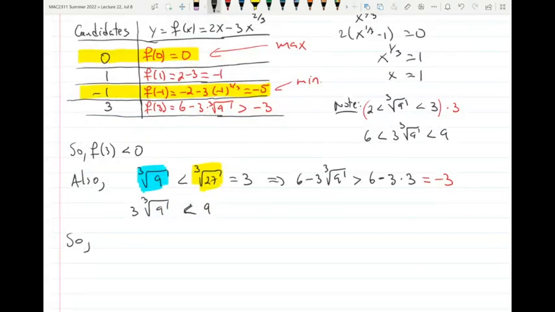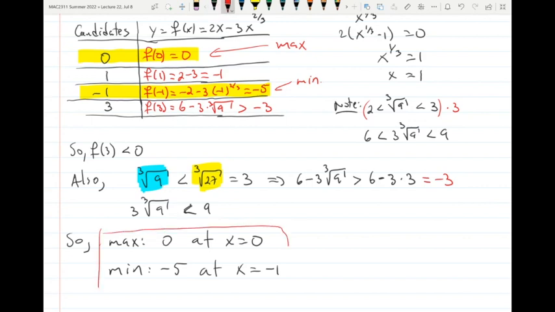So the maximum of the function is 0, and it happens at x equals 0. The minimum of the function is negative 5, and it happens at x equals negative 1. Notice, once again, one of the values was found in the interior of the interval, so it was a critical number. Another value was found at the endpoint.